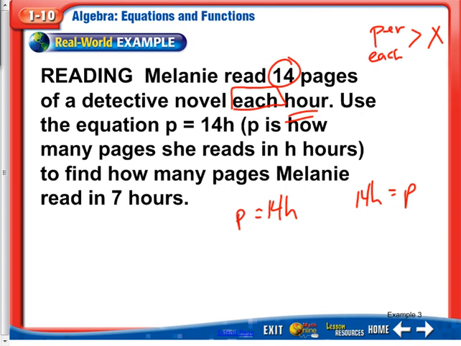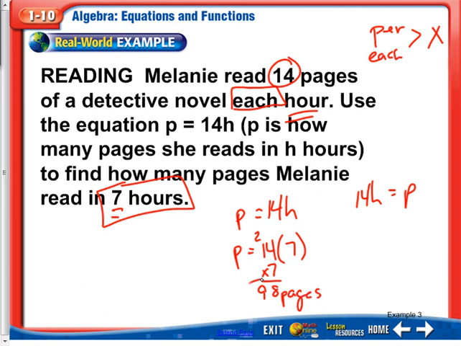To find how many pages Melanie read in 7 hours, they want us to actually plug in just this amount. Before we were doing function tables where we listed all kinds of amounts or pieces of data, now they just want us to plug in this one piece of data. So now I'm going to say P equals 14 times 7. We plug it in. Now you can use your calculator or work this one out. 4 times 7 is 28, and then 7 times 1 is 7 plus 2 is 9. So 98 pages in 7 hours. That's how many pages she would read in those 7 hours.